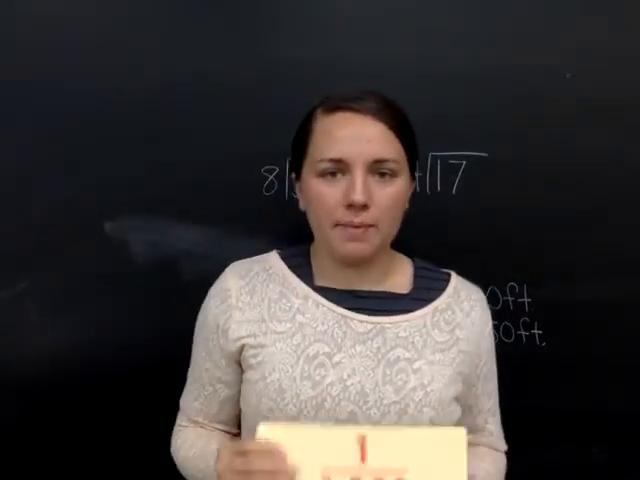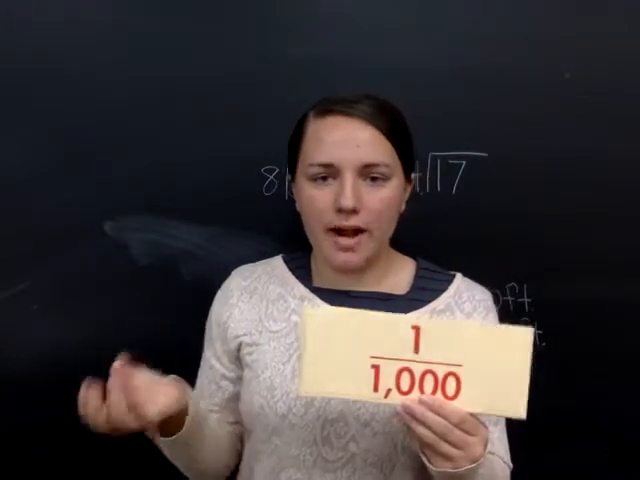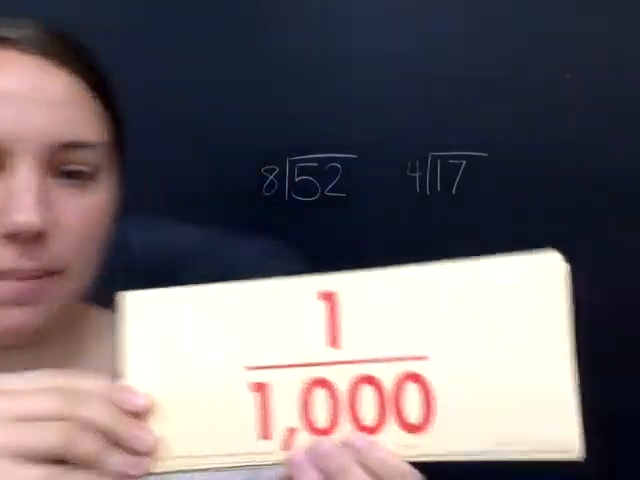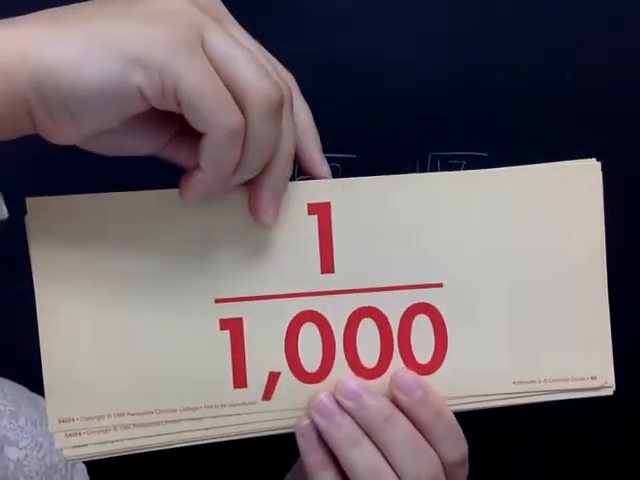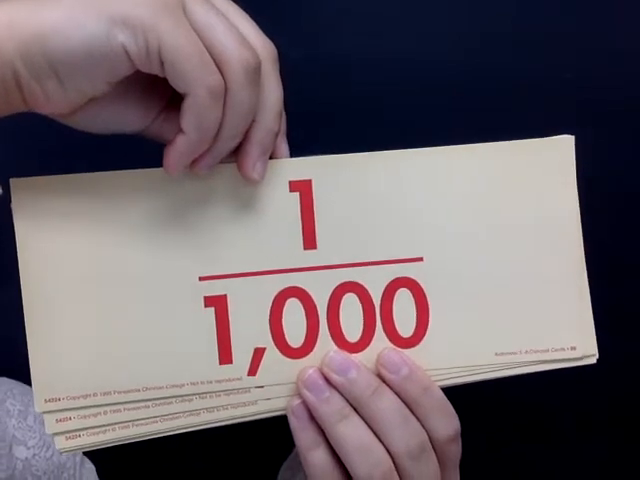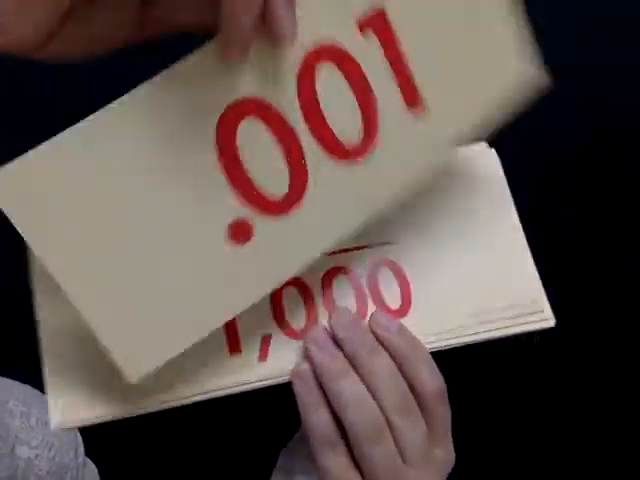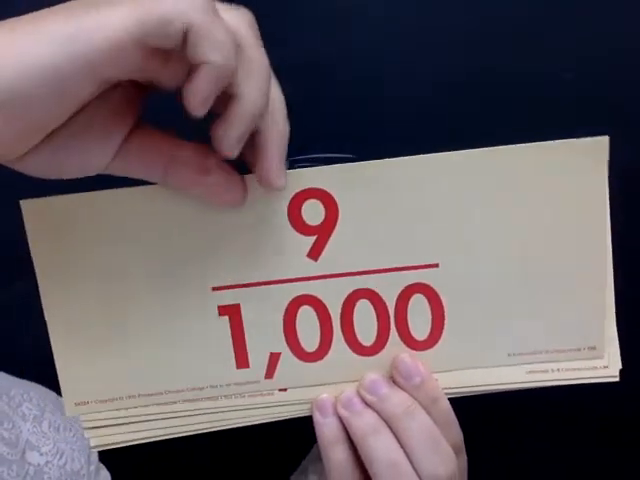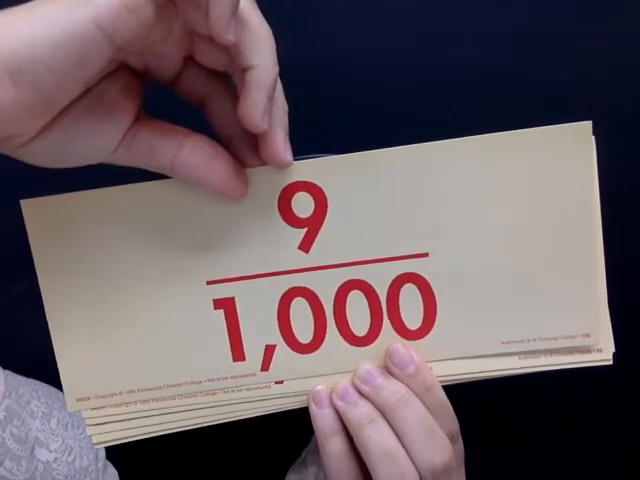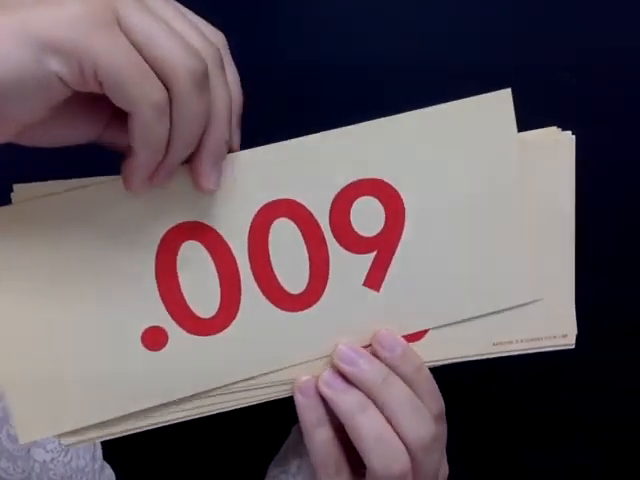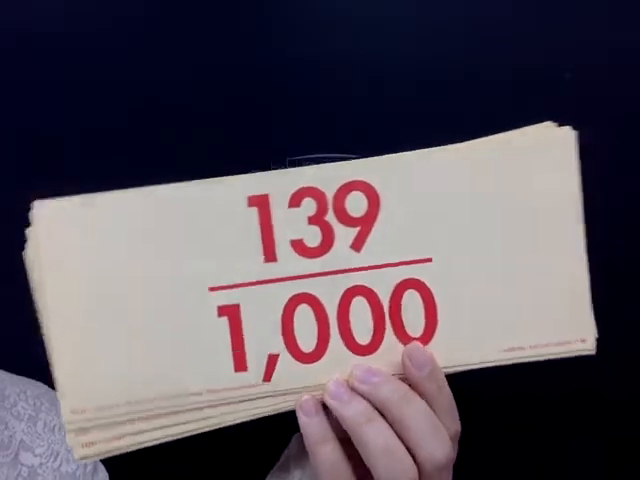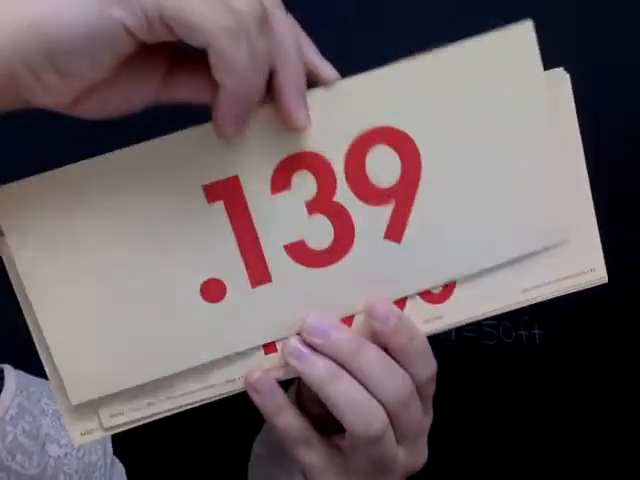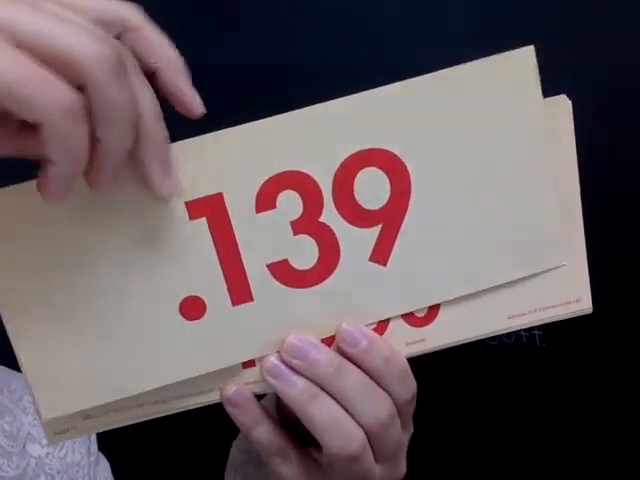Okay, grab a piece of paper and a pencil, and we're going to go through some fractions here, and I want you to write the fractions as a decimal. So a piece of paper and a pencil. Write this fraction as a decimal. You should have 0.001 or 1/1000th. 0.009, 9/1000ths. 0.139 or 139/1000ths.